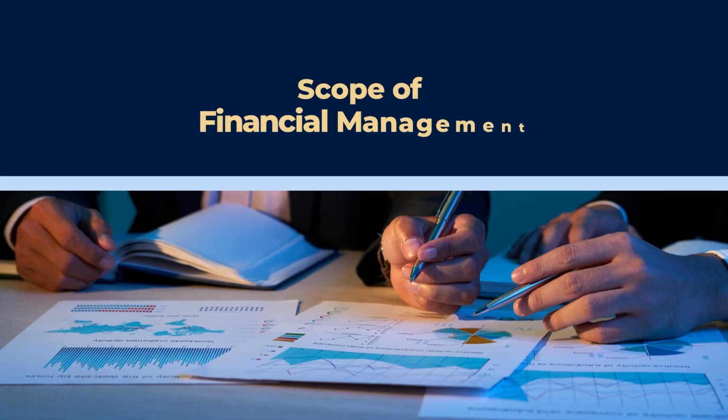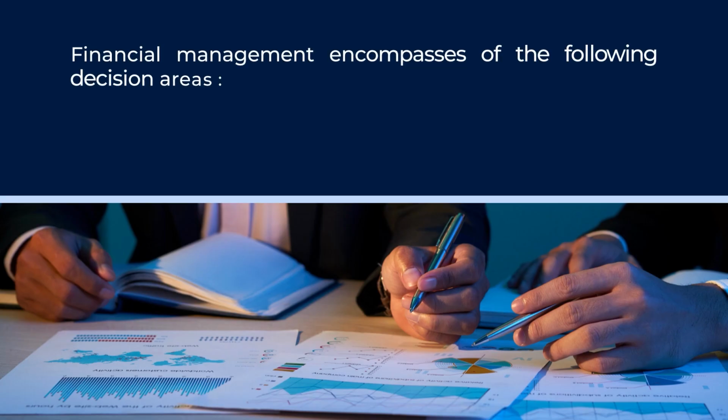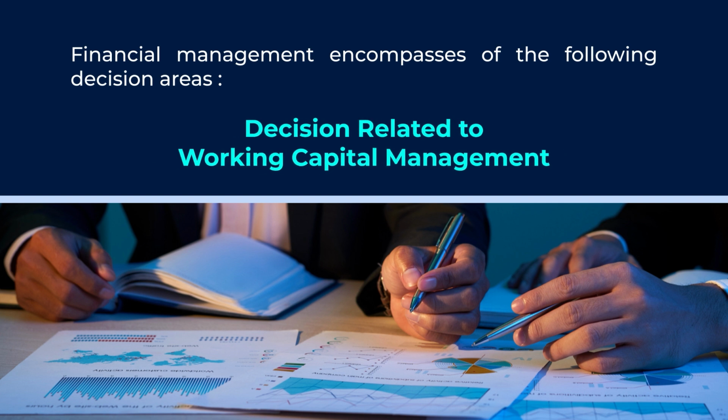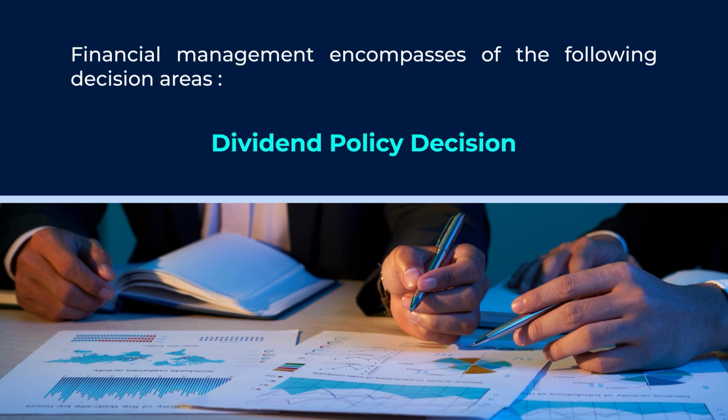Now let us see what is the scope of financial management, because we have defined it. It includes planning, organizing and controlling of the monetary resources of the organization. But when it comes to the scope of financial management, it encompasses the following decision areas. Number 1, investment decision. Number 2, financing decision. Number 3, decision related to working capital management, and lastly, dividend policy decision.